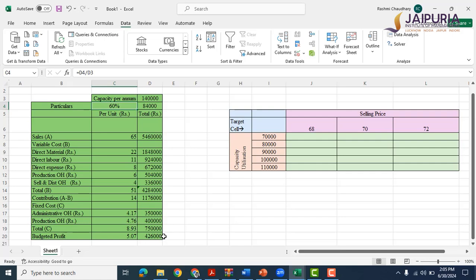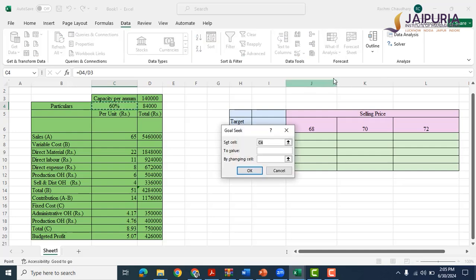In the same manner, say if anyone wants to know the break-even point of the company. What is the break-even point wherein there is no profit, no loss? Again, we can go to the Goal Seek function and set the cell. Which cell do you want to set? You want to set the budgeted profit cell to a value of 0 because you want to know the break-even point, by changing the cell, that is the sales units. You want to check at how many units you will be able to achieve no profit, no loss. That is the break-even point.